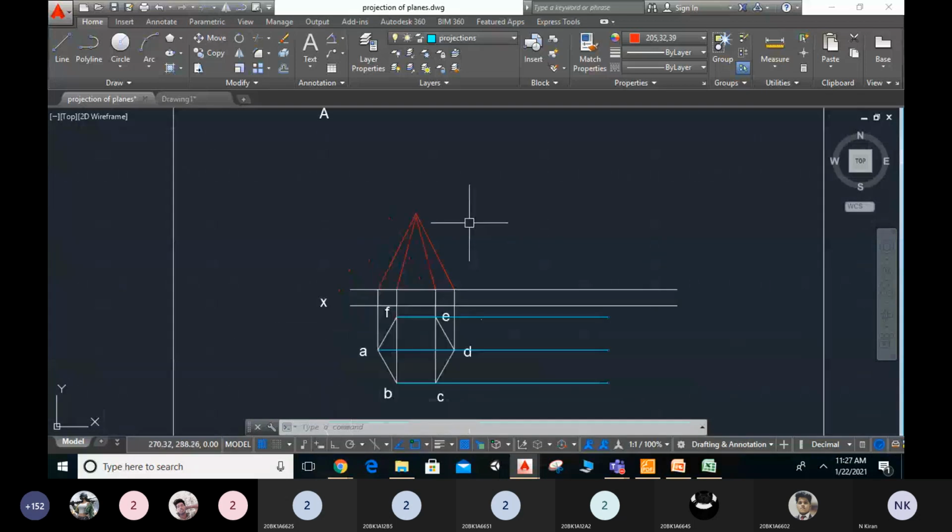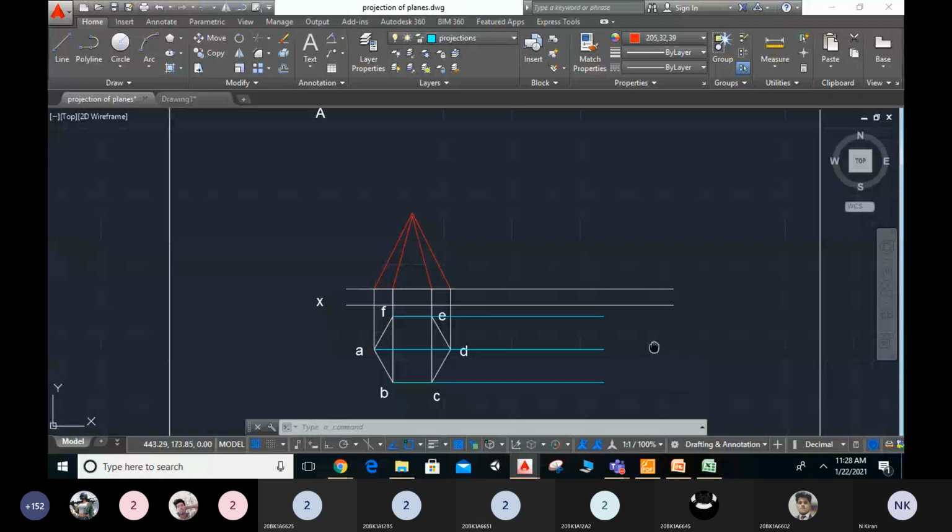Are you clear? And the same process, if it is inclined to the HP, again we have to select this pyramid in the front view, and we have to rotate some angle. Whatever the angle is, we have to draw a line, and we have to place this one on this one. And again we have to project downside, and here also we have to project, and whatever points we get will give a hexagonal pyramid. Are you clear with these concepts?